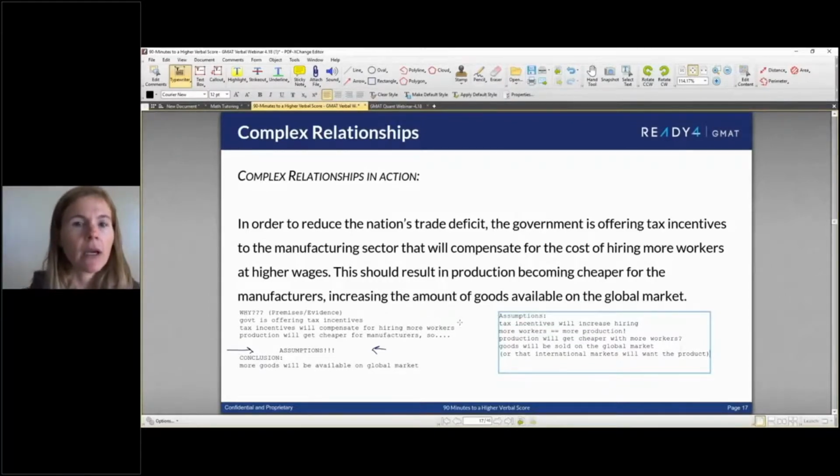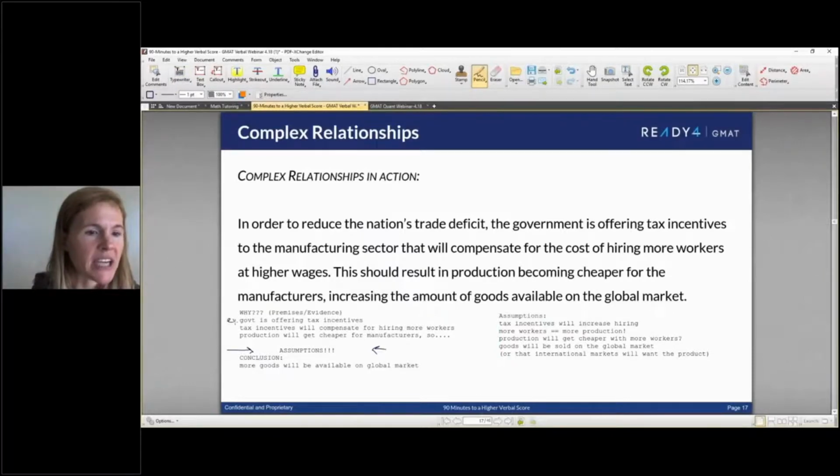Cool. And again, that's why it's important to break down the argument so that you can go line by line and say, okay, the government's offering tax incentives. Well, that's actually a piece of evidence, so I'm not going to waste my time trying to come up with a problem there. But tax incentives will compensate for hiring more workers. Is that necessarily true? No, that's an assumption. It's also an assumption that more workers will equal more production. Then there's production will get cheaper for manufacturers. Is that necessarily true? No, that's not true at all. So we can go through line by line after we've broken it down and find the problems with the argument.